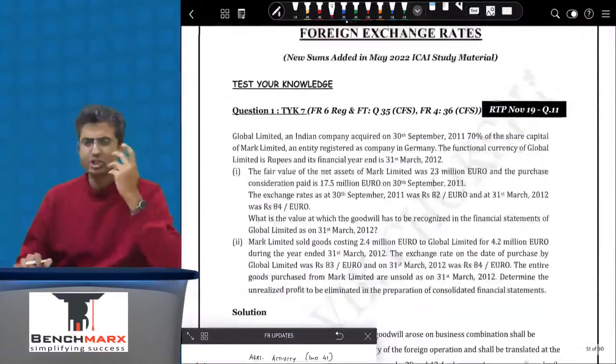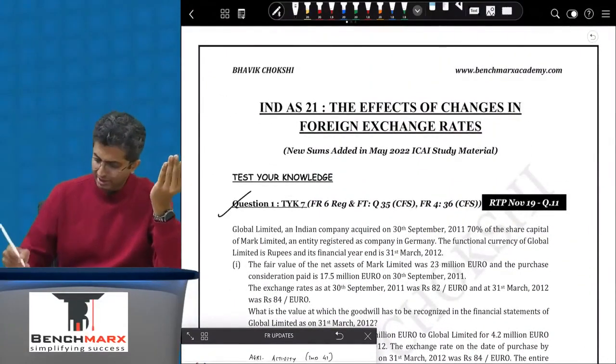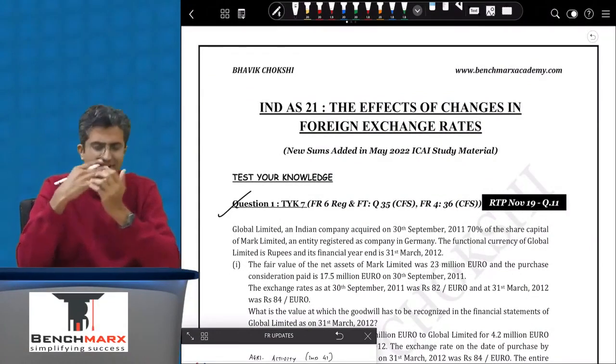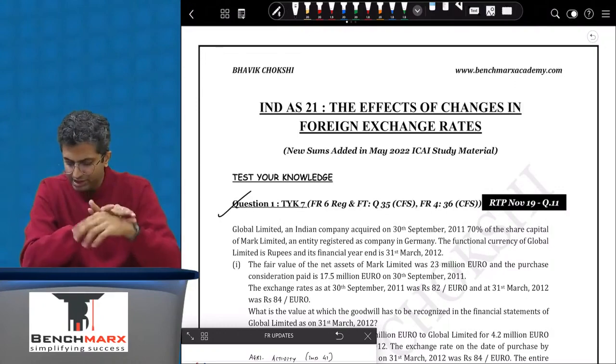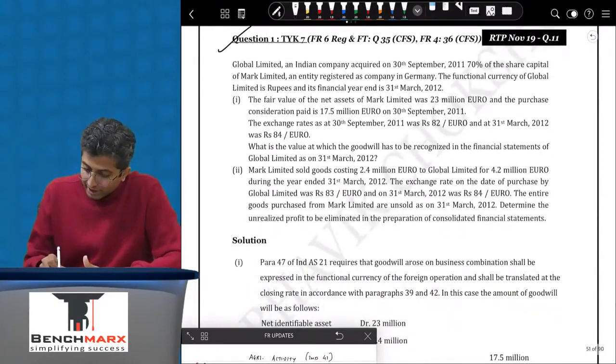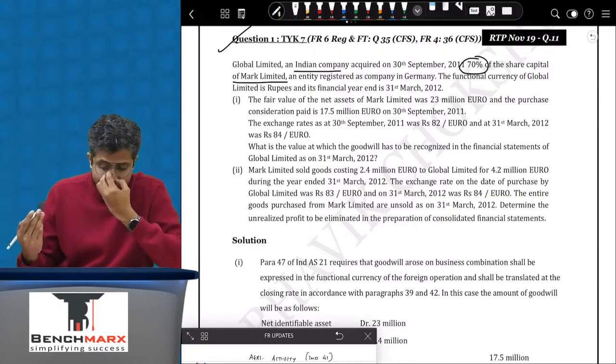Okay, next we have Ind AS 21. Again, this question 1 over here is a fairly old question. I think this is November 19 RTP question, so you might have done this earlier. Nevertheless, I'll just do a quick discussion for this. Question number 1. Global Limited, which is an Indian company, acquired on 30th September 70% of the share capital of Mark Limited. So that gives control.